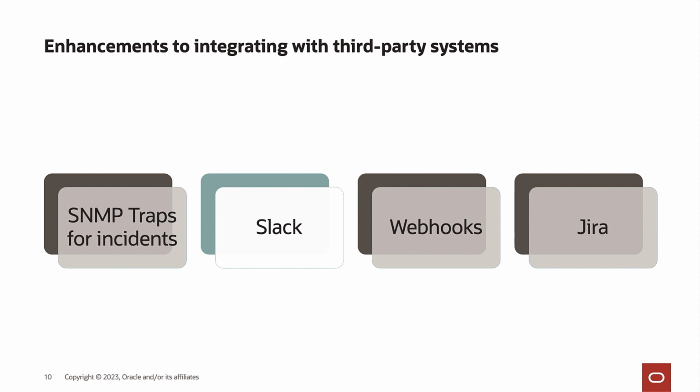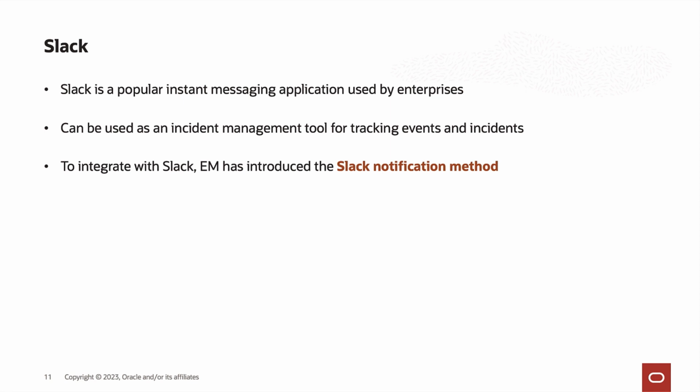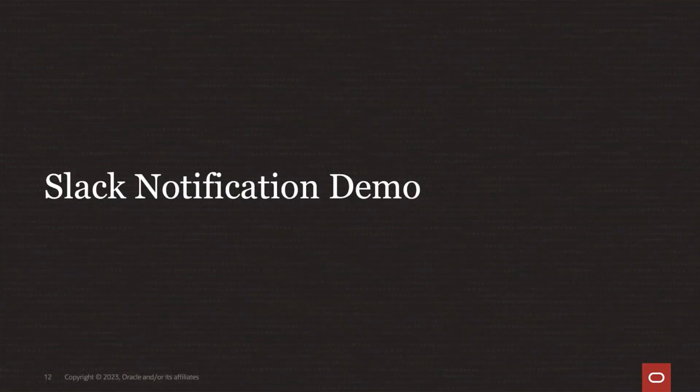Now let's switch to the Slack notification method. Slack is a popular instant messaging application used by enterprises. Slack can also be used as an incident management tool for tracking events and incidents. To integrate with Slack, EM has introduced the Slack notification method. Using Slack, you can easily configure EM to send event or incident data directly into a Slack channel. Let's move on to a demo to view how to set up the Slack notification method to send an incident notification directly to a Slack channel.